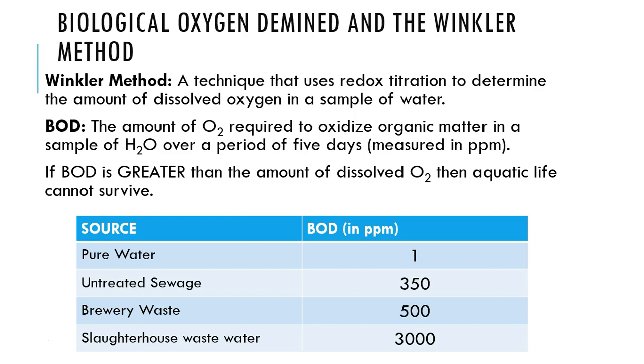Alright, so basically what that's saying, biological oxygen demand is the amount of oxygen that life needs to exist in water. And different samples of water will have different biological oxygen demands. We see some in the table below. Pure water has a BOD of 1. Untreated sewage, yummy, has a BOD of 350. Brewery wastewater has a BOD of 500. And slaughterhouse wastewater has a BOD of 3,000. So what those numbers are saying is that slaughterhouse wastewater would need to have a lot more oxygen dissolved in it to support aquatic life than pure water.